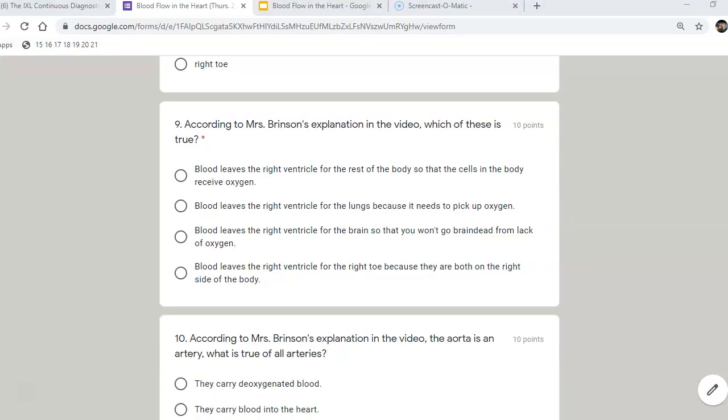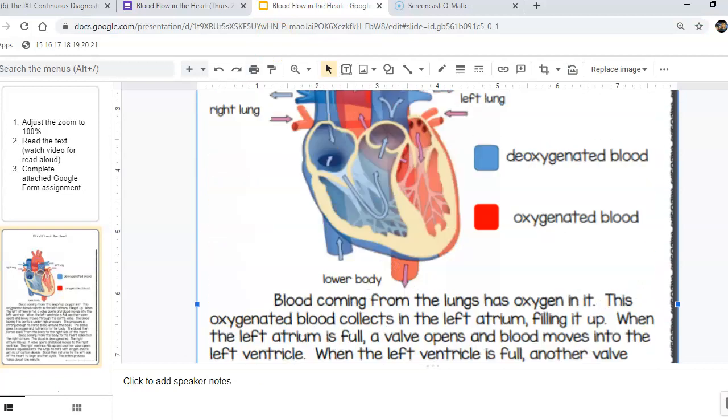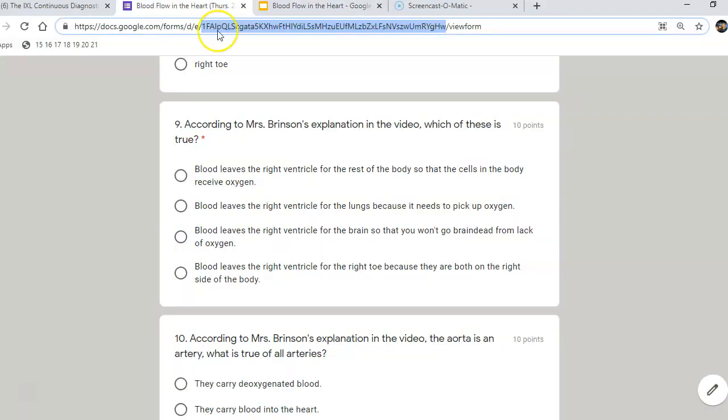Number 9, according to Miss Brinson's explanation in this video, which of these is true? Blood leaves the right ventricle for the rest of the body so that the cells in the body receive oxygen. Well, I just told you that the blood in the right ventricle is deoxygenated. And if it's deoxygenated, its destination better not be the rest of the body or we have a problem. Where does it need to go to get the oxygen? We just talked about that. So, yeah. Blood leaves the right ventricle for the lungs because it needs to pick up oxygen.